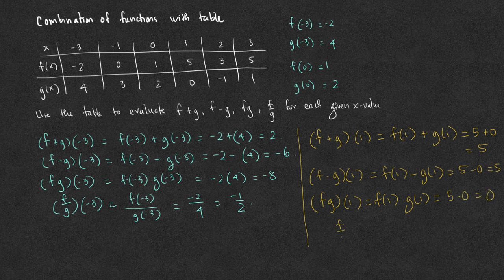But f divided by g evaluated at 1 is f of 1 over g of 1. And again, from the table, we see that f of 1 is 5 and g of 1 is 0. And so we take 5 divided by 0. This is undefined because we cannot divide by 0. This is not applicable.